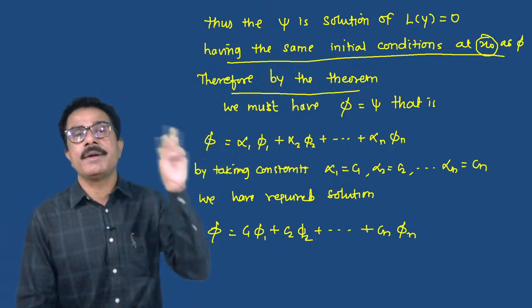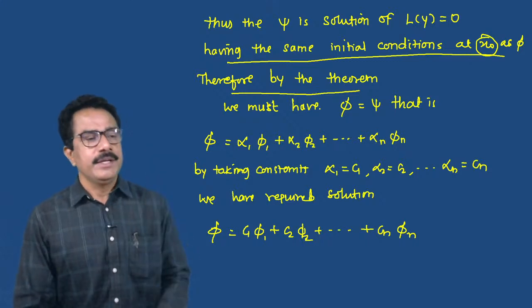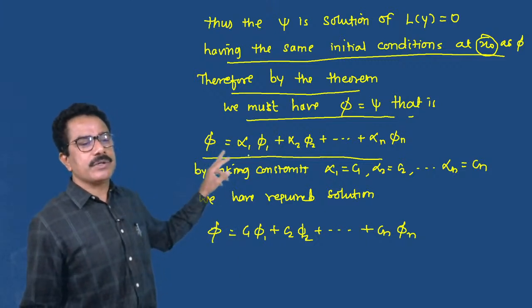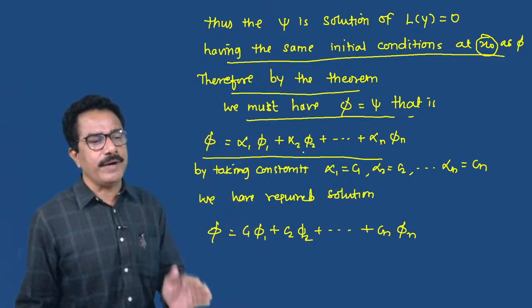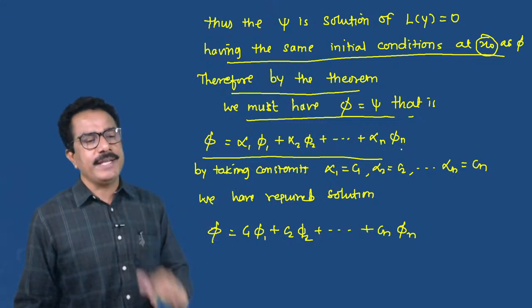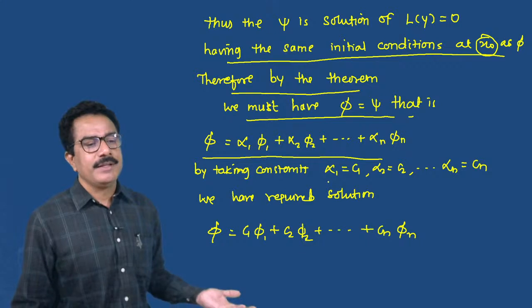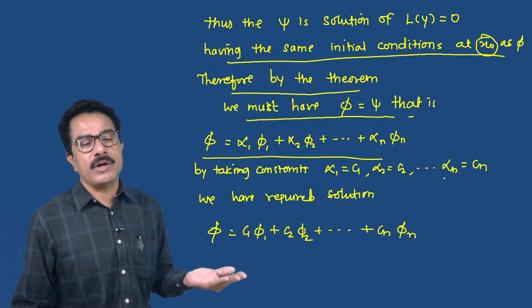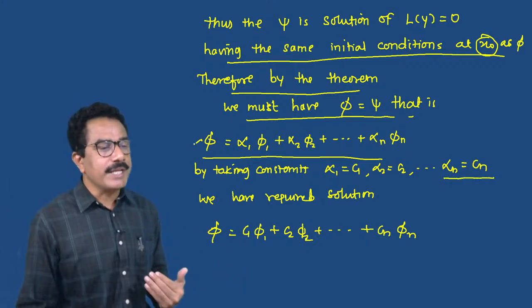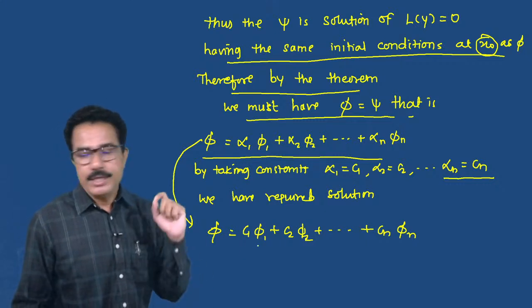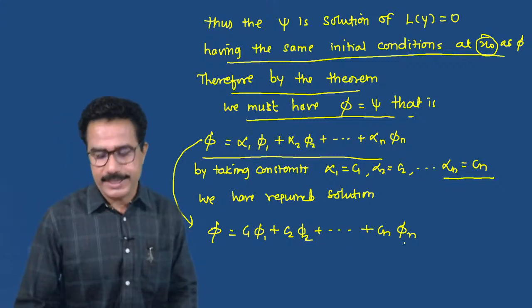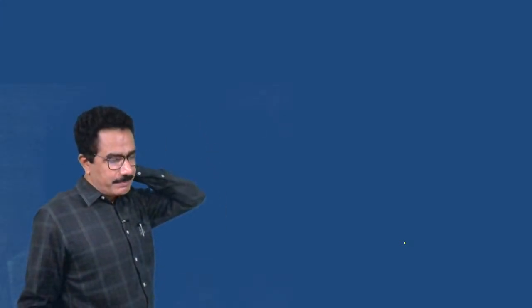We have proved this in theorem number 4, theorem number 3. So, we must have phi equals psi. This shows that phi is equal to alpha 1 phi 1 plus alpha 2 phi 2 plus dot dot dot alpha n phi n. By taking alpha 1 equals C1, alpha 2 equals C2, and so on up to alpha n equals Cn, we get this solution as phi equals C1 phi 1 plus C2 phi 2 plus dot dot dot Cn phi n, and hence we have proved the theorem. Now we shall discuss the examples based on this.